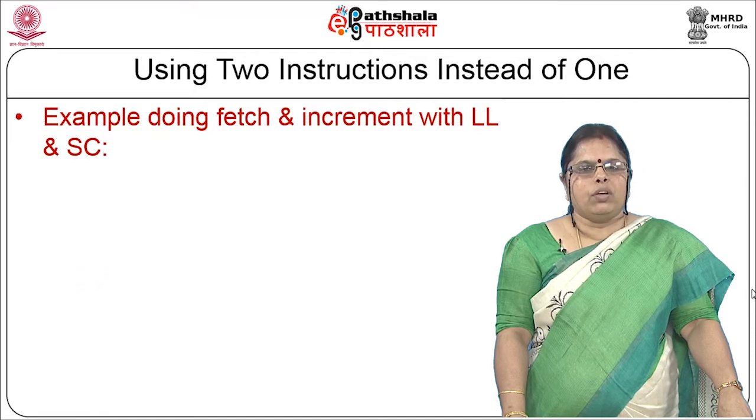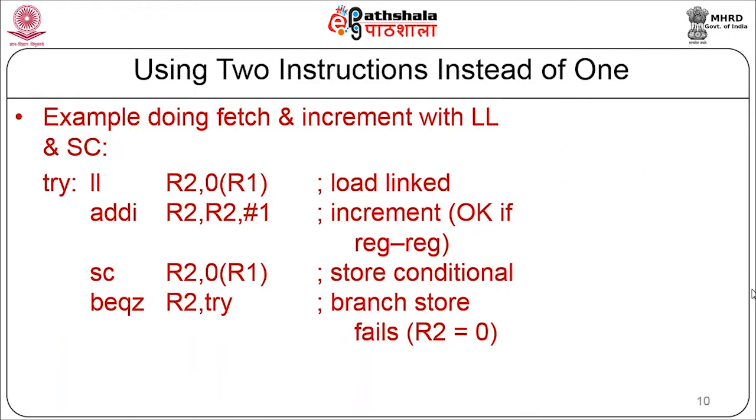By going in for 2 instructions instead of using 1. This is again another example of how to do a fetch and increment synchronization operation with a load linked and store conditional. So, as before, you try to do the first load operation, that is the load linked, and then you bring in an incrementing operation there, and the incremented value is going to be stored into the same memory location by means of a store conditional instruction.